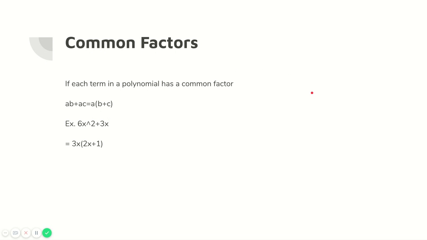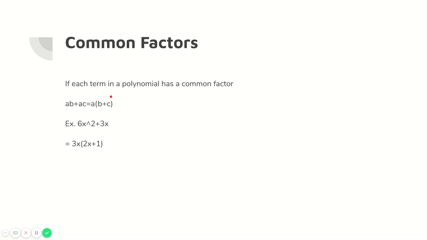So firstly, I'm going to be talking about common factors. This is probably the most simple one. If each term in a polynomial has a common factor, this means that, let's say, AB plus AC is a polynomial, and AB and AC are the individual terms. And you can see that both AB and AC have A, so we can factor out A to get A times, in brackets, B plus C.